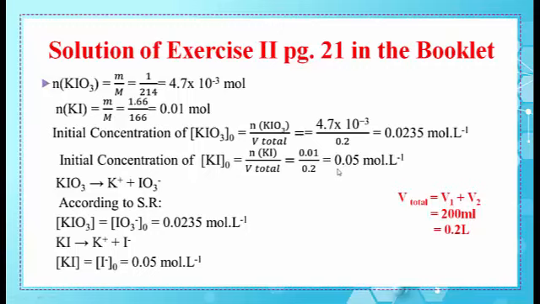But we are asked to find the concentration of IO3- and I-. IO3- comes from the dissociation of KIO3, which gives K+ and IO3-. Here, according to the stoichiometric ratio of this dissociation reaction, concentration of KIO3 over 1 is equal to concentration of IO3- over 1, equal to 0.0235 mole per liter. And in order to determine the concentration of I-, we write the equation of dissociation of KI, which gives K+ and I-. Also, the concentration of KI over its coefficient, which is 1, is equal to concentration of I- initial over its coefficient, which is 1, equal to 0.05 mole per liter.